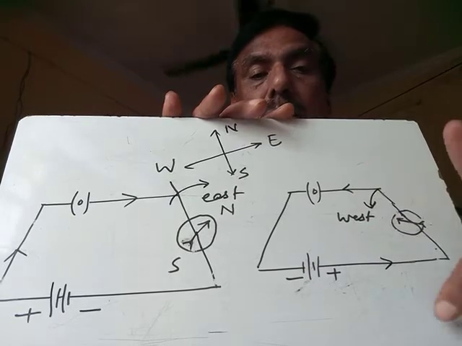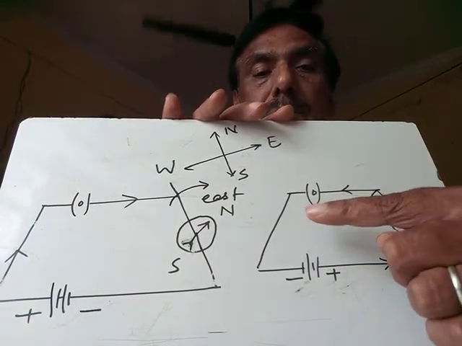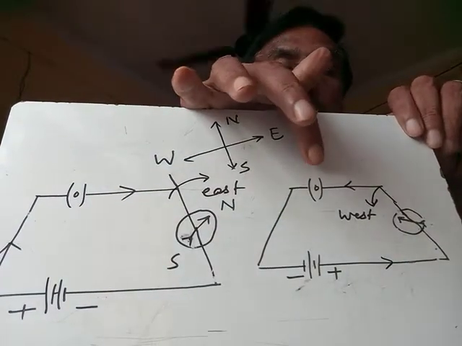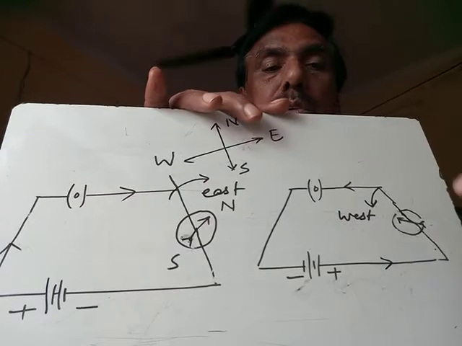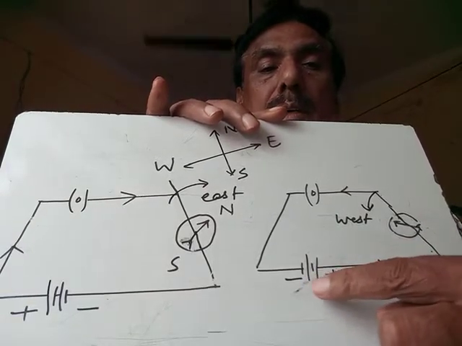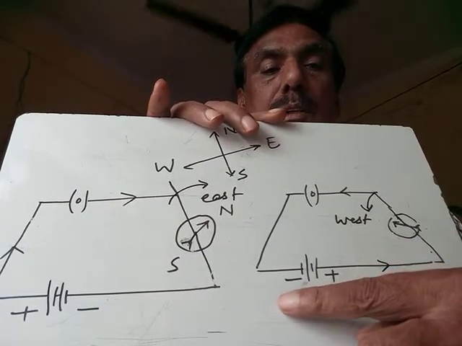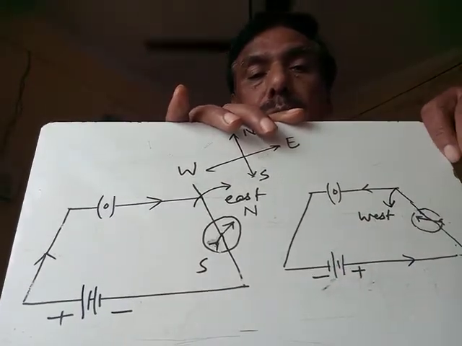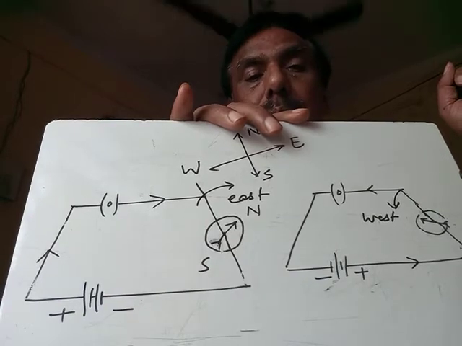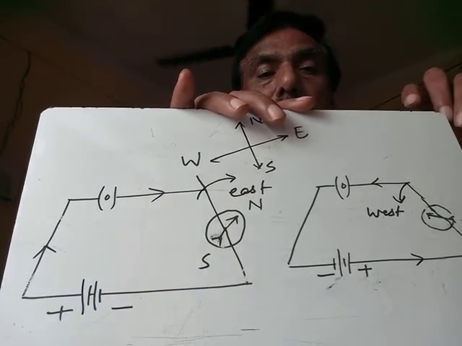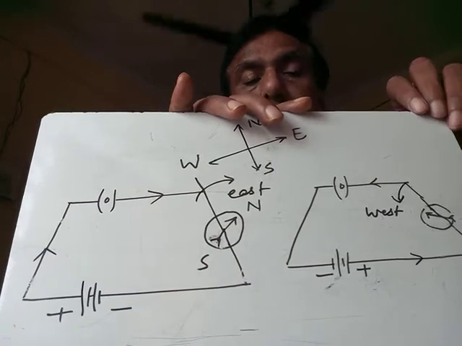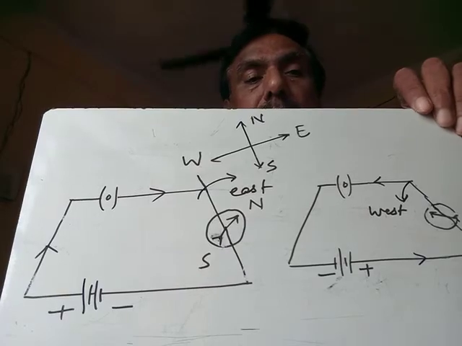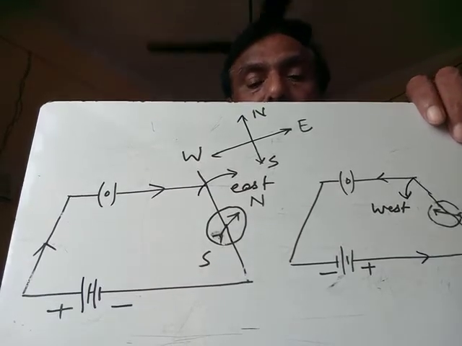This is an electric circuit. This is the key, and the key is closed, and this is the source of current. The big line is called positive, and the small line is known as negative. So see the deflection of the needle in these two figures. The deflection is different in these two cases.